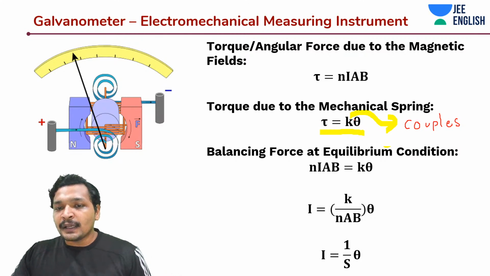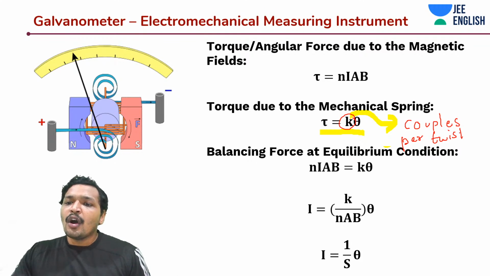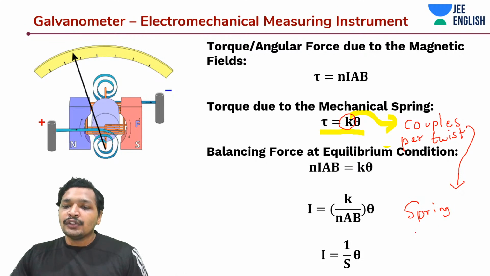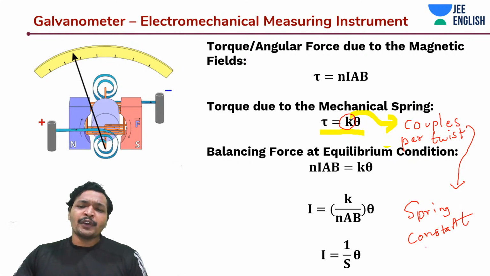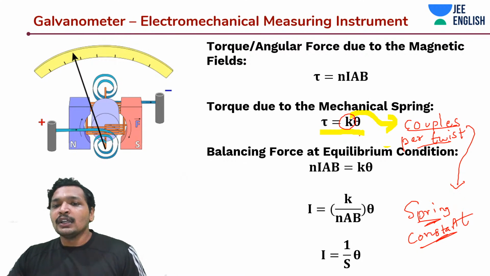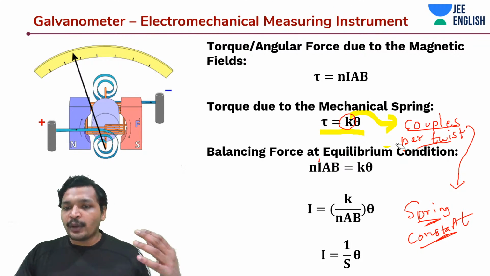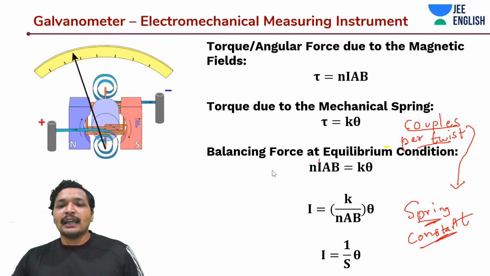So this K is typically denoted as couples per twist. Or in general terms we call it the spring constant, right? So we are going to derive something very important. Just remember what we are going to derive. I hope you understood. This is the spring constant, this is couples per twist. It's the same thing. So I'm saying this torque over here, the mechanical restoring torque, is going to act due to the spring that is present in this galvanometer.